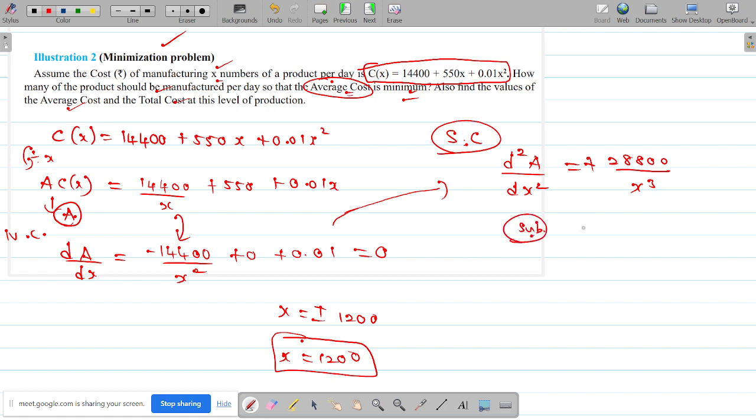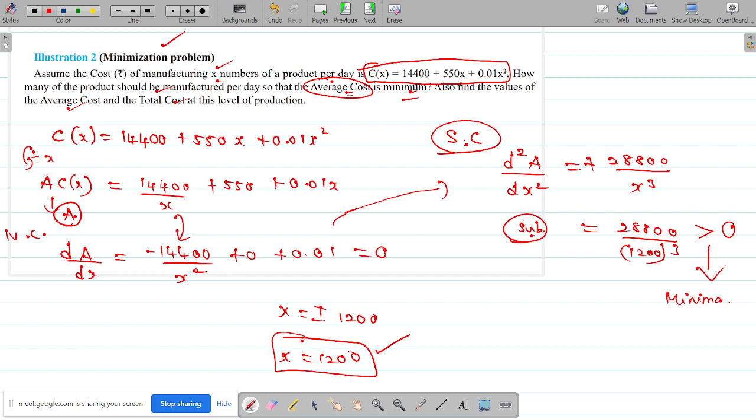So in the x oda value, 1200 substitute பண்ணலாம். You will get 28800 divided by 1200 the whole cube. You have to check whether it's positive or negative. எனக்கு value வேண்டாம். இங்க numerator positive, denominator positive. So obviously this happens to be greater than 0. If this second order value is greater than 0, then minima exists at this point. So x is equal to 1200 means number of products per day to be manufactured, 1200 இருந்தா உங்களோட இது வந்து average cost வந்து minimum ஆகும்.